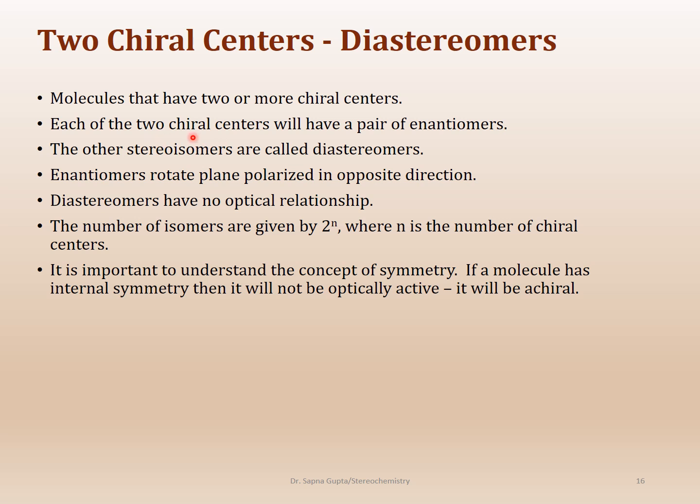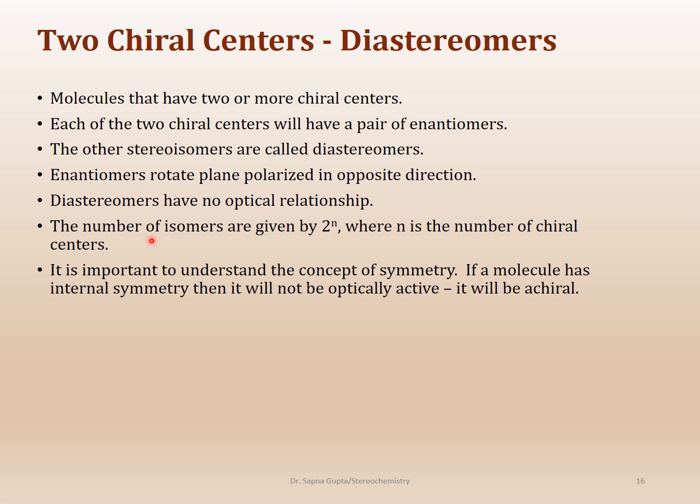So if you have two chiral centers, then each of those chiral centers is going to have its own pair of enantiomers. The enantiomers are mirror images. The other pair of compounds are actually called diastereomers. They have no optical relationship whatsoever, okay? Enantiomers will rotate the plane polarized light in opposite directions, but diastereomers have no such relationship, okay? And so they're just called stereoisomers for that reason, but very specifically they're called diastereomers because they're coming from the same compound, but they're not mirror images of each other.